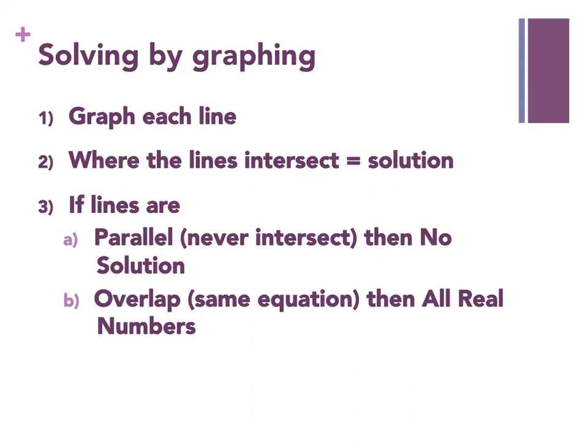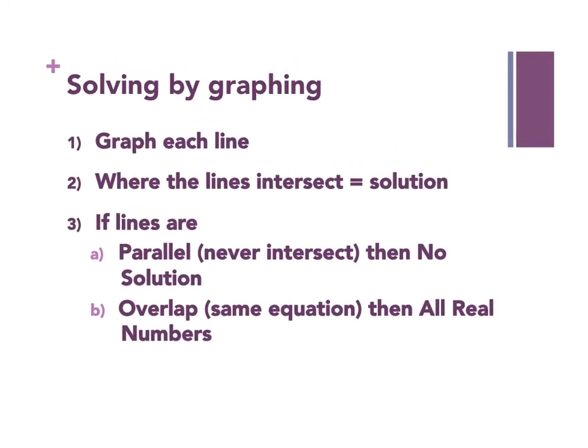All right, so now we're going to solve by graphing. This time you're going to graph each line, or line and parabola, or line and cubic function, or line and square root function, whatever the graphs are. And where the lines intersect are going to be your solution. It might be once, it might be twice, it might be 3 times, it might not be at all. If they're lines and they're parallel, they never intersect. That means there's no solution. And if there's a line that overlaps, meaning you would have exactly the same line, then it would be all real numbers.